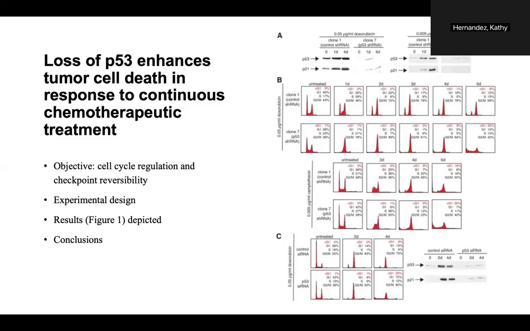Some conclusions from A, B, and C were that P53 is essential for maintaining G1 and G2 arrest after DNA damage, preventing cells from progressing through the cell cycle with damaged DNA. And in the absence of P53, whether through stable or transient silencing, cells fail to maintain their arrest and undergo cell death.